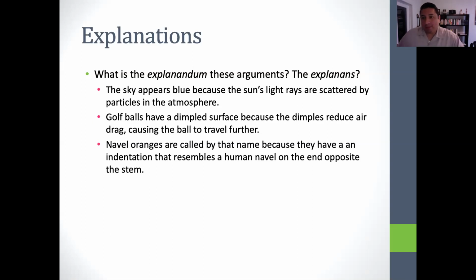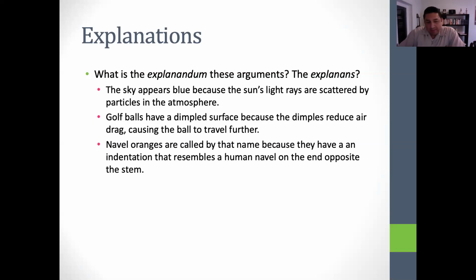It's a matter of perception. We all see that the sky is blue. At least, I mean, there might be some colorblind folks, right? But barring any special condition within the perceiver, the sky appears blue to the perceiver. So, the sun's light rays are scattered by particles in the atmosphere. As an explanation, it sheds light on why it is that the sky appears blue to us.